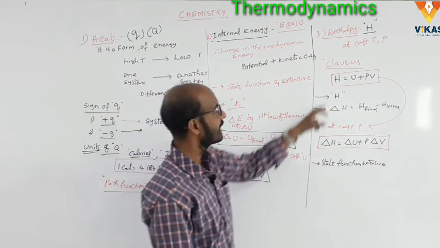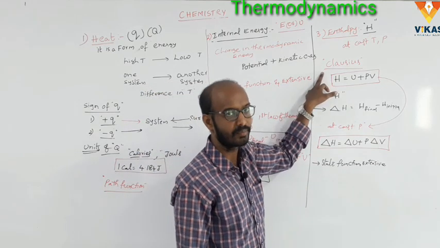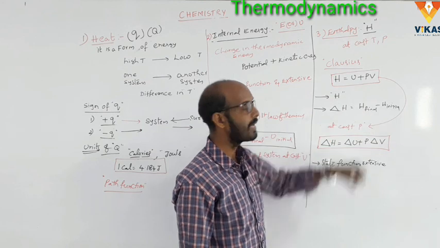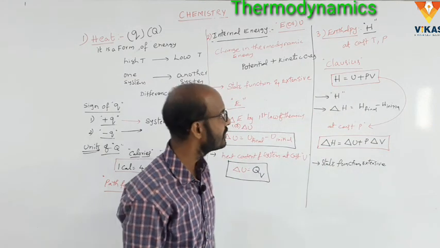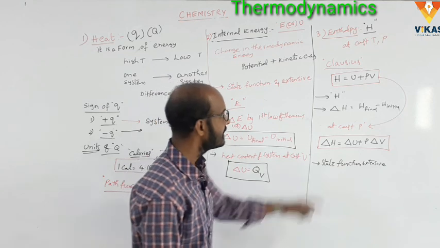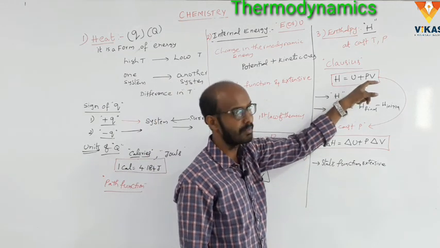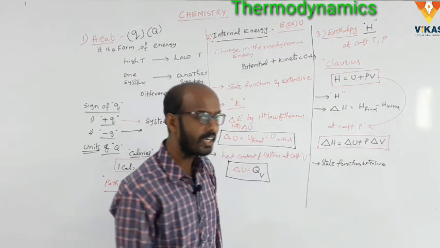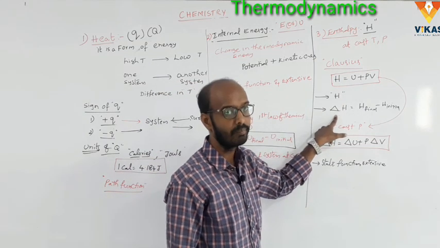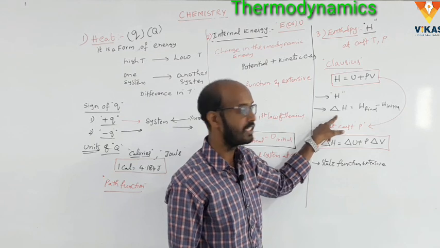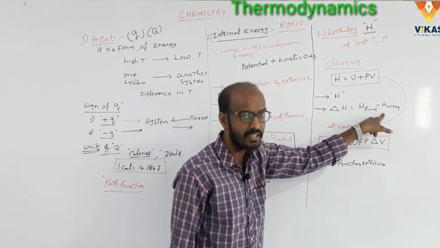The formula is given by Clausius. H is equal to U plus PV. Here H is the enthalpy, U is the internal energy, PV is the pressure and volume. So we cannot determine the absolute value of H. We can determine the change in the enthalpy. Here delta H is the change in enthalpy, H final minus H initial.